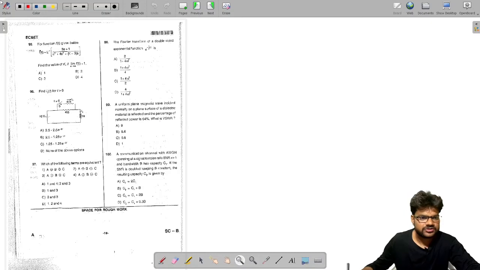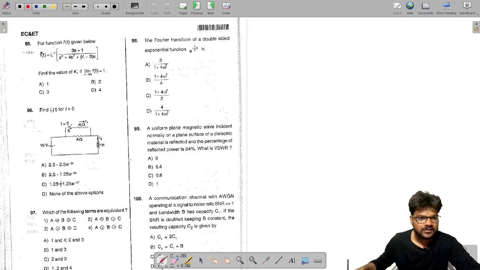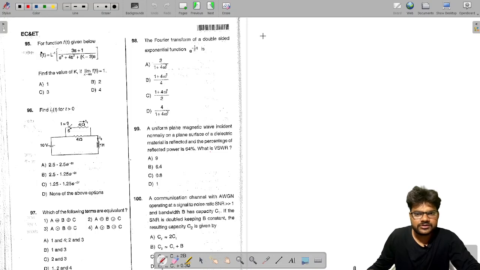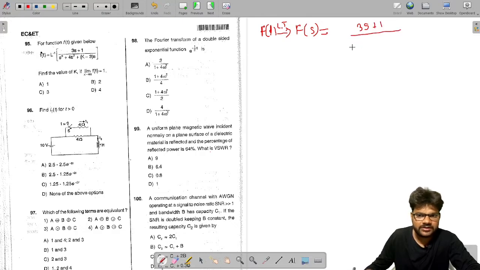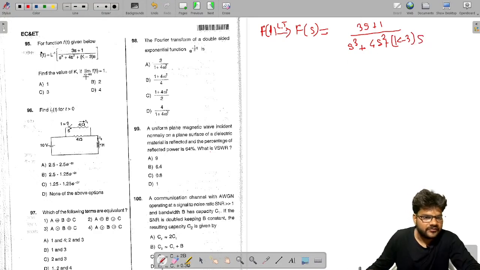Okay. So question number 95 is, for the function f(t) given below, so the inverse Laplace transform of this function is f(t), then the Laplace transform of f(t), let's call it F(s), will be this given expression: (3s + 1) divided by (s^3 + 4s^2 + (k - 3)s). We are asked to find the value of k if limit t tending to infinity f(t) is 1.